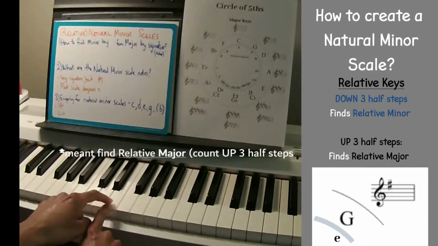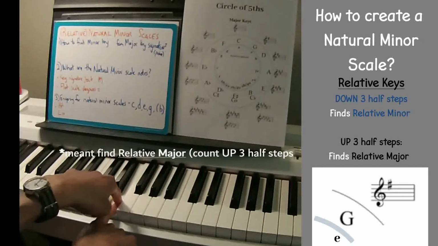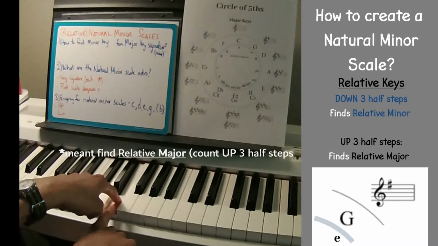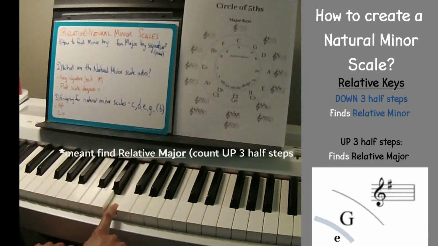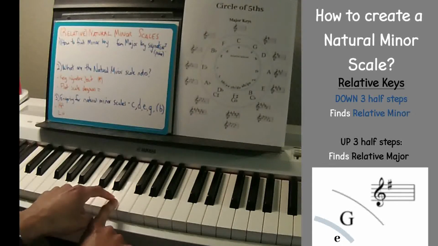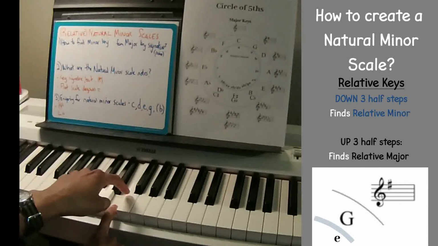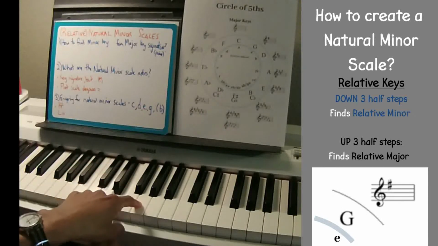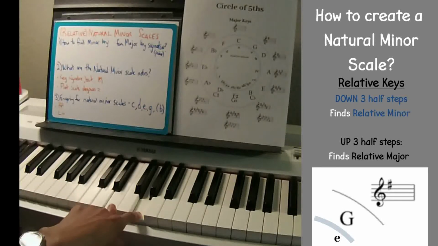So in this case, since we want to find the natural minor, you would count up, and it's the same idea. So if you want to know what the relative major key signature is, to make sure we're playing notes that have the same key signature, we go up. So E up 3 half steps. 1, 2, 3. We land on G.